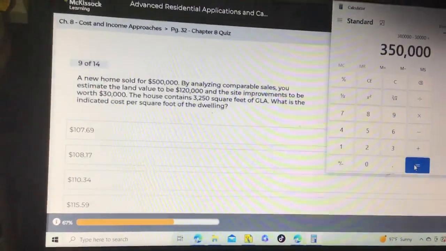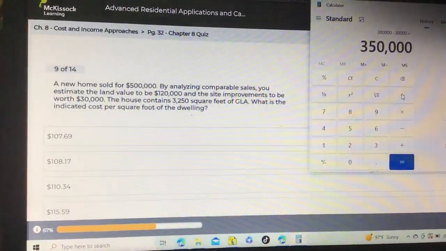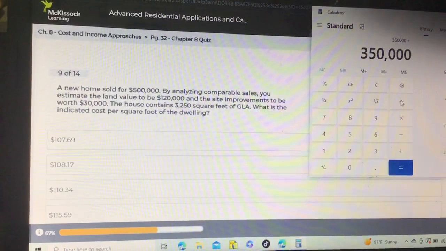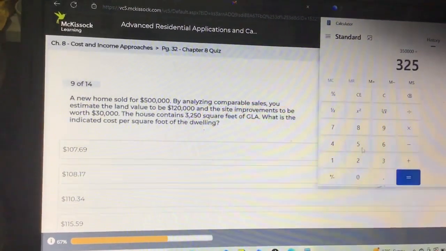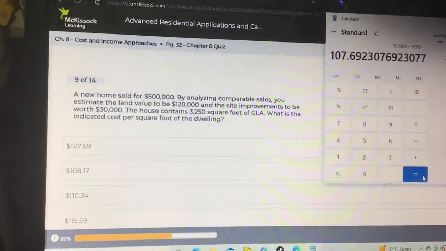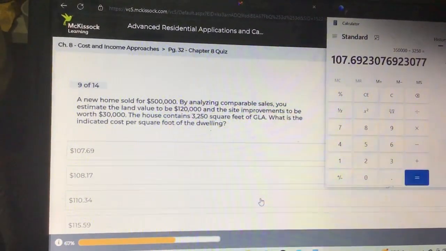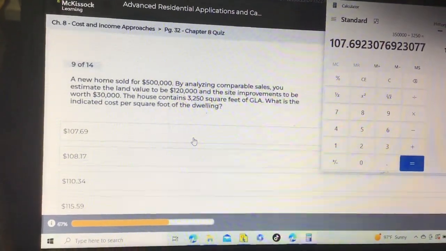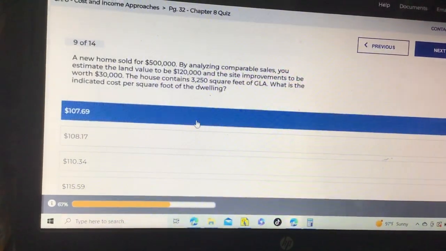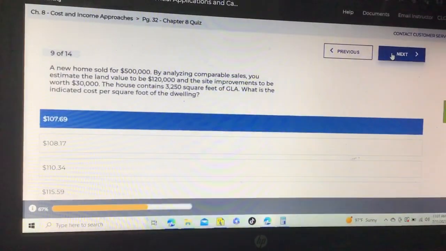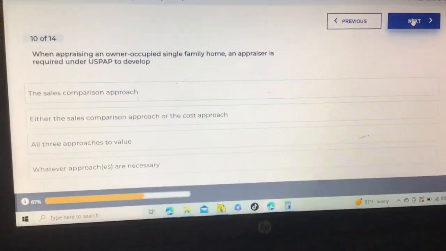And all we got to do for phase 3 is just divide that number by your home's gross living area, which was 3,250 square feet. That equals $107.69. Your answer is A. So this is an easier formula than the other one because this one only has like 2.5 phases of math. Bam.